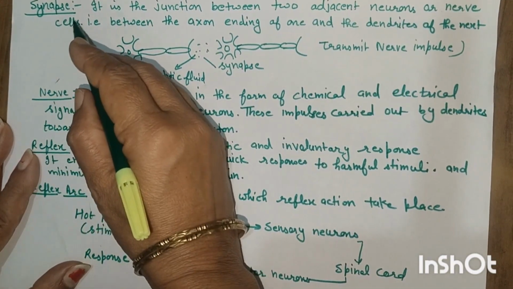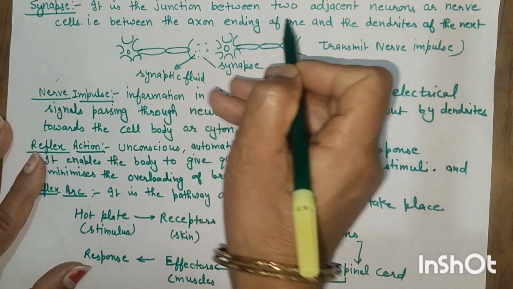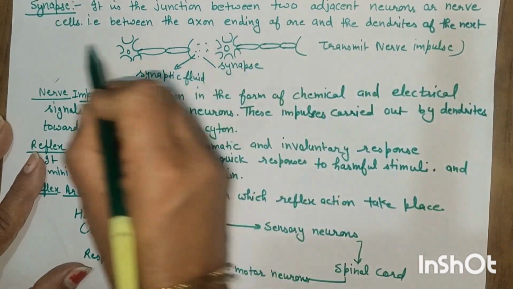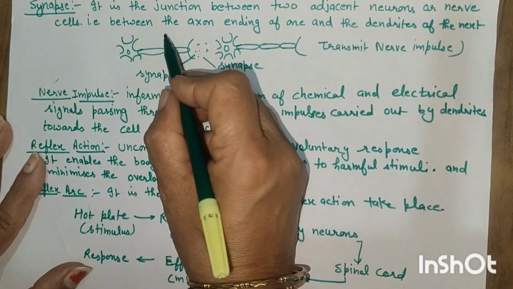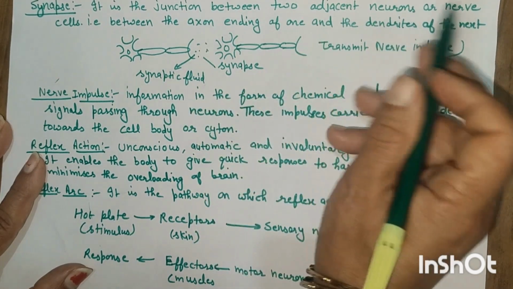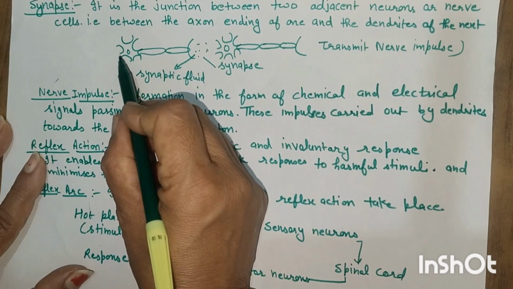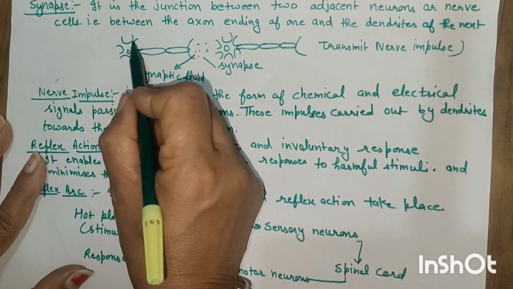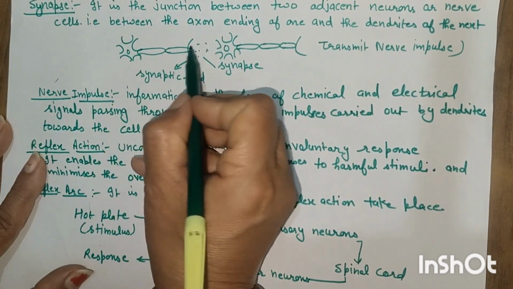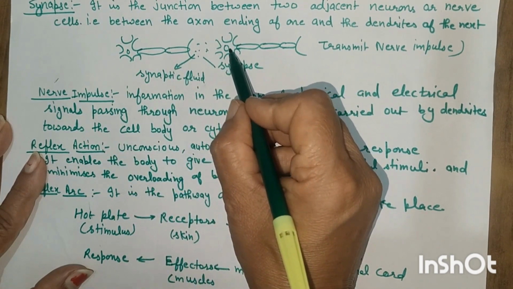Next to the neuron is the synapse. What is a synapse? Synapse is the junction between two adjacent neurons or nerve cells, that is, between the axon ending of one and the dendrite of the next. This is the structure of the neuron. Here, these are the dendrites and this is the nerve ending. And this is the second nerve cell.